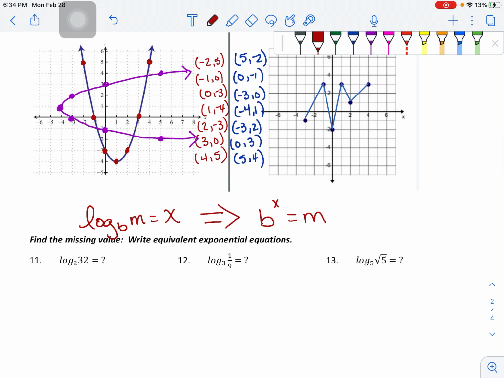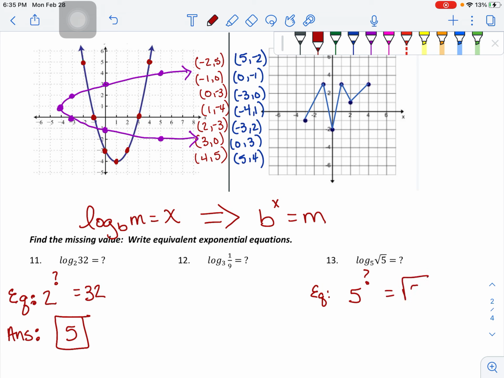Okay, so number 11, we're going to have 2 to the question mark equals 32. And you can put this on the calculator. We've done that in class. We'll practice it more again on Thursday. But the answer is 5. You will need to show the equation and then the answer, okay, on your quiz or test or team test. Number 13, the equation would be 5 to the question mark equals root 5.